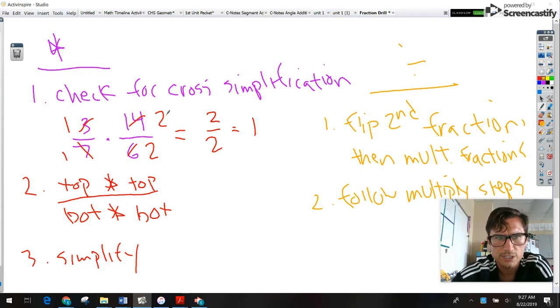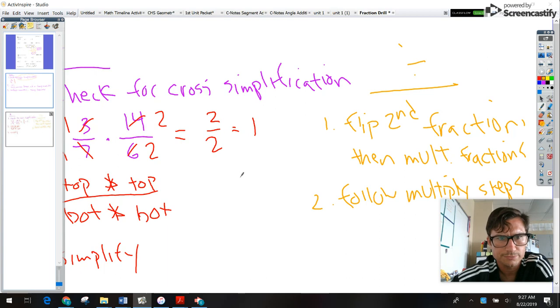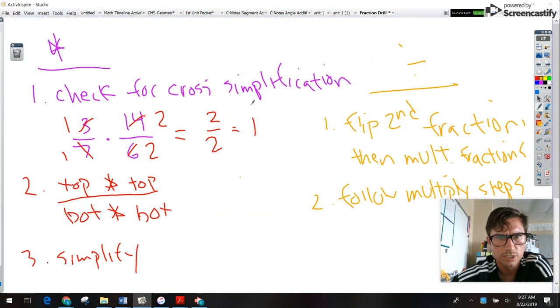So step 2 says top times top, bottom times bottom. So 1 times 2 is 2, and then at the bottom 1 times 2 is 2. 2 over 2 is 1. So again, at the end, you always simplify. 2 over 2 is 1, but if it's something like that, you always check for simplification.